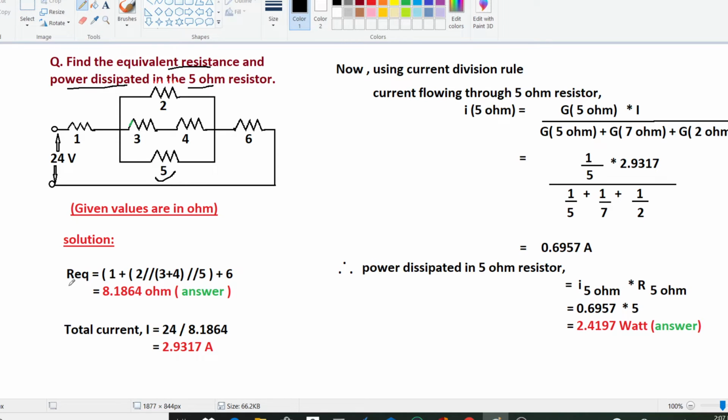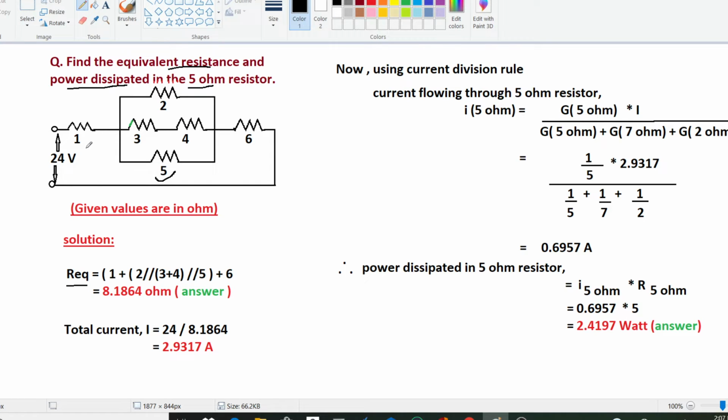In order to calculate the equivalent resistance, you can see this is a 1 ohm resistor and it will be in series with these 2 ohm. Now these 3 and 4 are in series, so 3 plus 4 gives 7, and now this is the 5 ohm resistor. So the 2 ohm is parallel to this 7 ohm, and the 5 ohm resistor is also in parallel, meaning these 3 are in parallel, and again these 6 will be in series with these combinations.